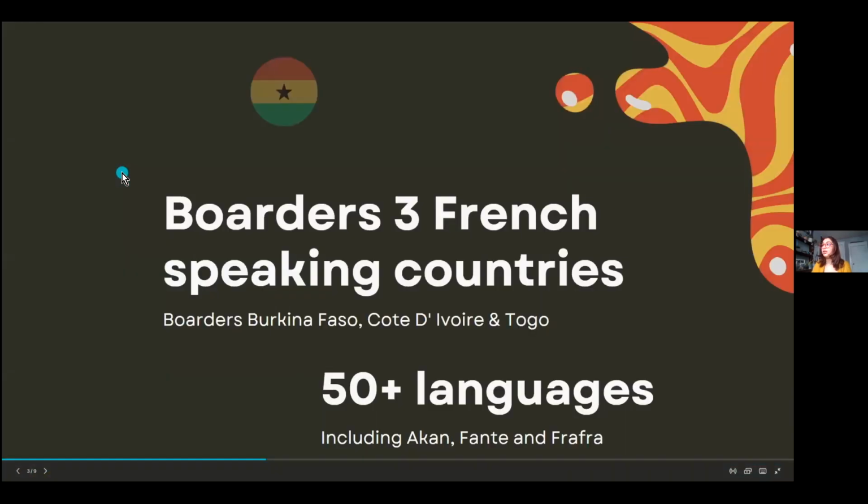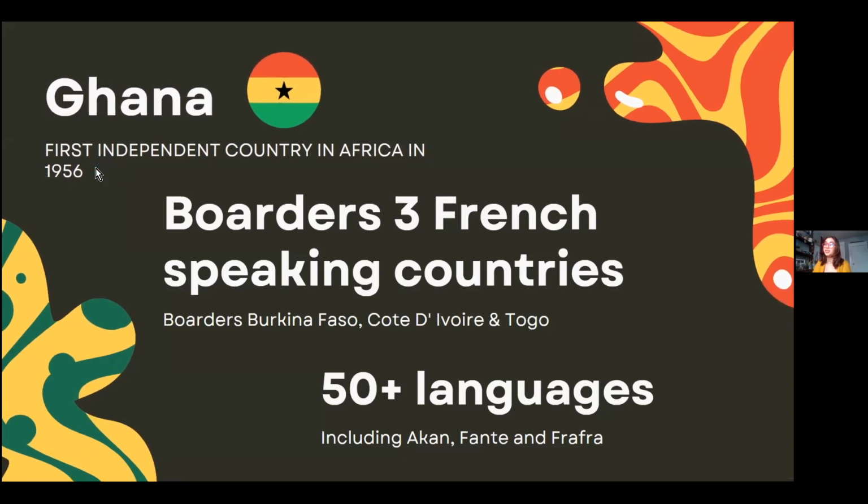So just a little bit about Ghana. Ghana was the first independent country in Africa in 1956, and the independence was led by Kwame Nkrumah. He was the first prime minister and president of Ghana, and he was a scholar who contributed so much to decolonial theory and African theory as well. Ghana is bordered by 3 French-speaking countries, which is curious because Ghana itself was a Portuguese, Dutch, and British colony, so their main language is English. The countries around it are Burkina Faso, Cote d'Ivoire, and Togo.